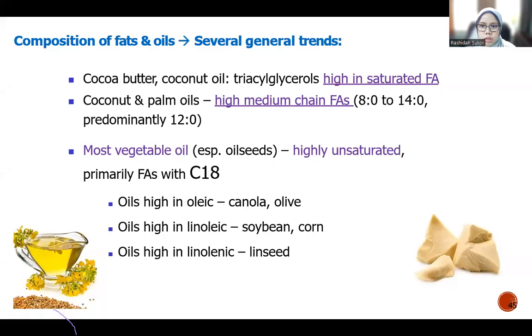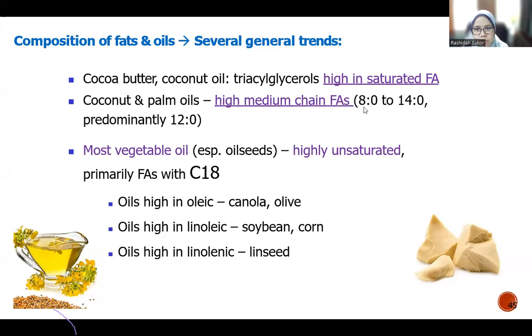Okay, I continue a little bit more. This is the composition of fats and oil. Composition means what types of fatty acids you will find in certain types of oil or fats. Like cocoa butter and coconut oil, they are high in saturated fatty acids. And for coconut and palm oil, normally they have high medium chain fatty acids.